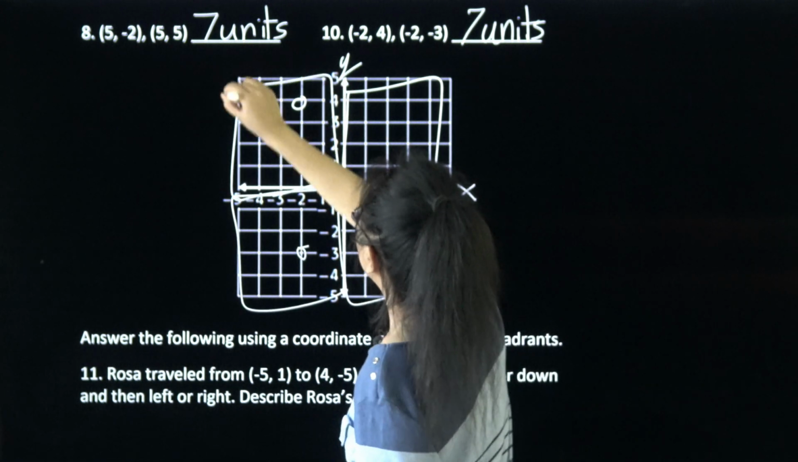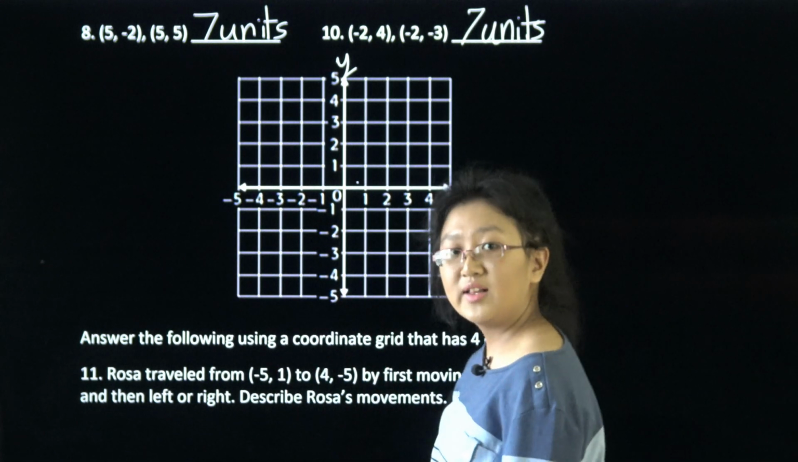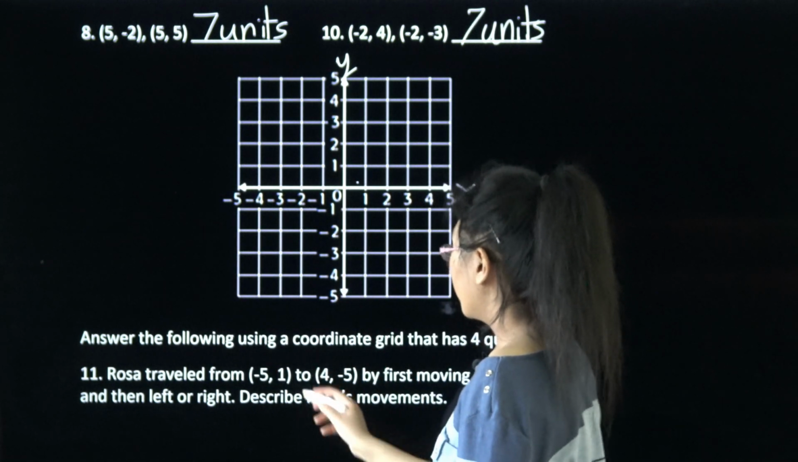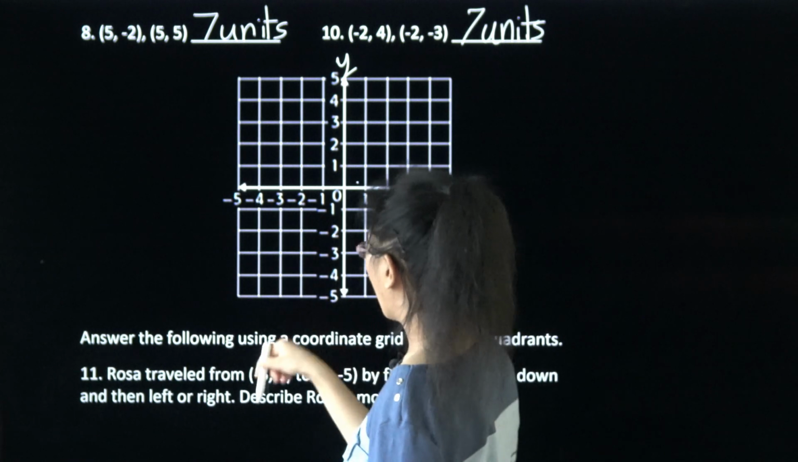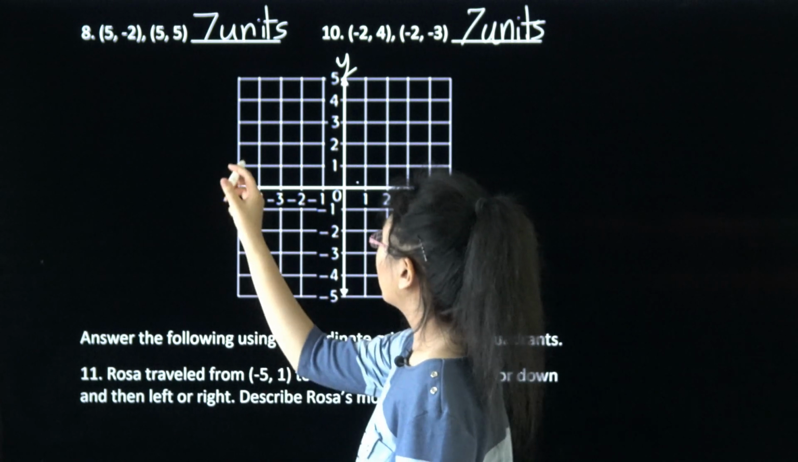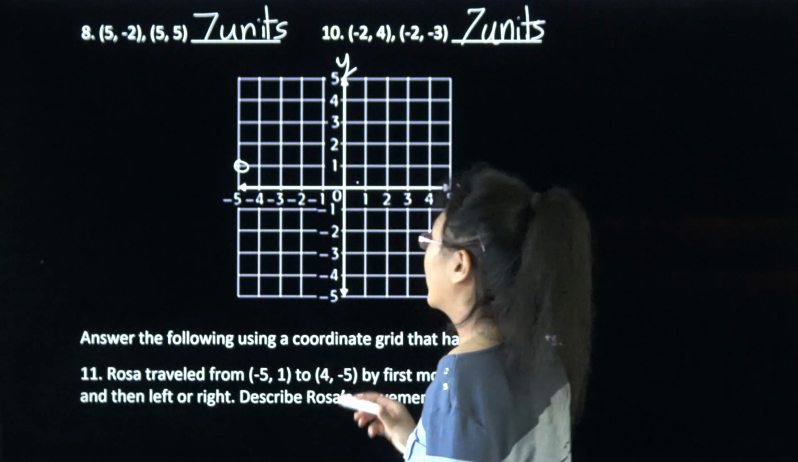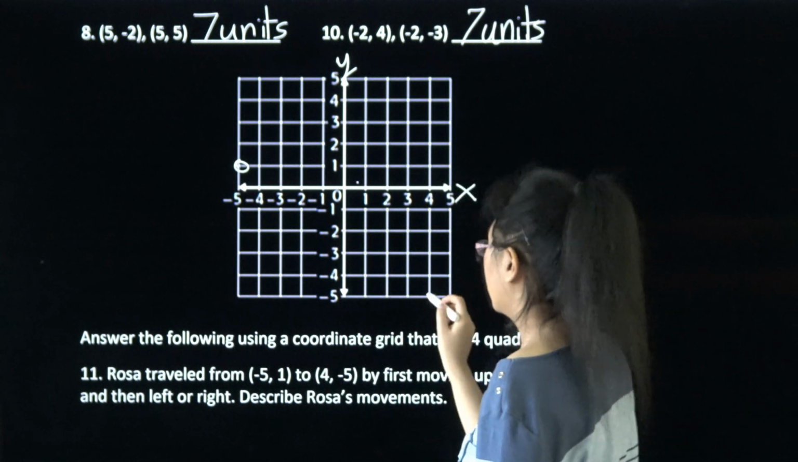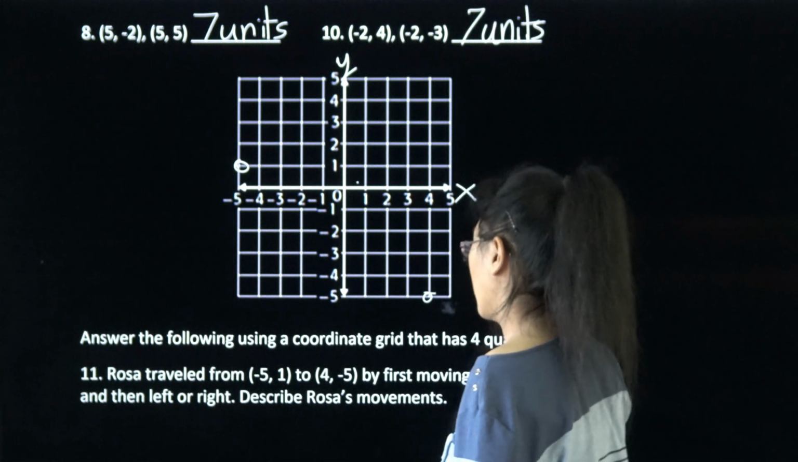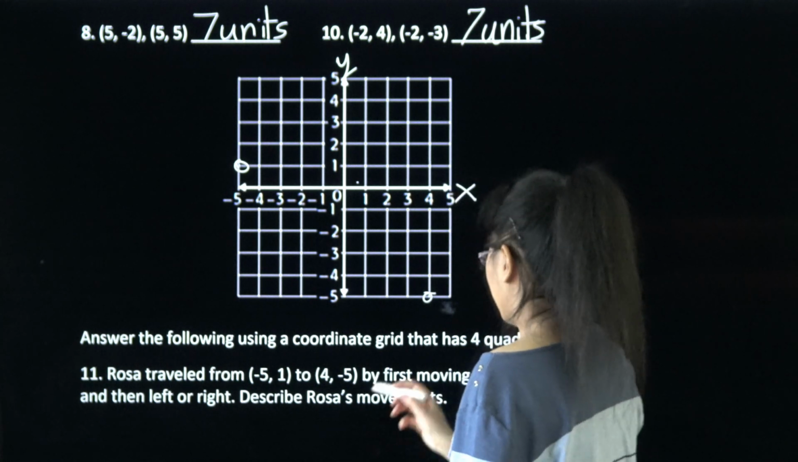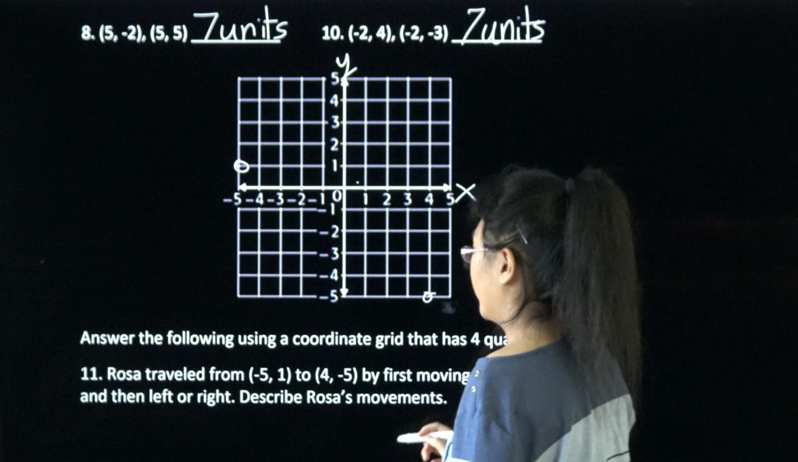So yeah, we cleared the grid. Rosa traveled from negative 5, 1, so negative 5 on x, 1 on y, which is here, to 4, negative 5. 4 on x and negative 5 on y, so there. By first moving up or down, and then left or right.